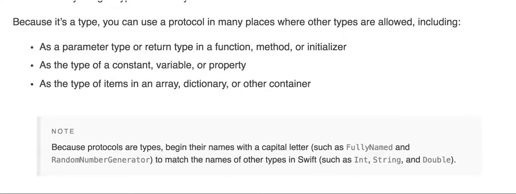Note, because protocols are types, begin their names with a capital letter, such as FullyNamed and RandomNumberGenerator, to match the names of other types in Swift such as Int, String, and Double. So note, it's not exactly camel cased, or rather its first letter is also capitalized.